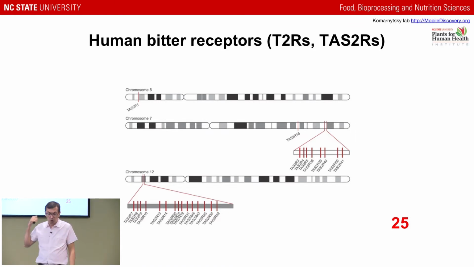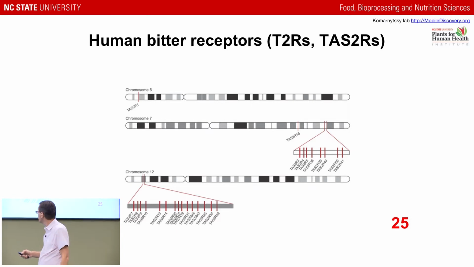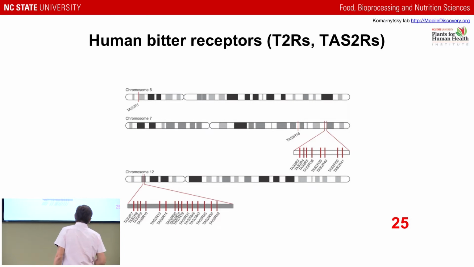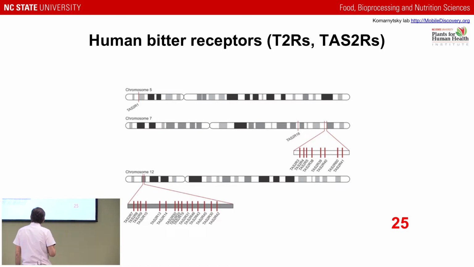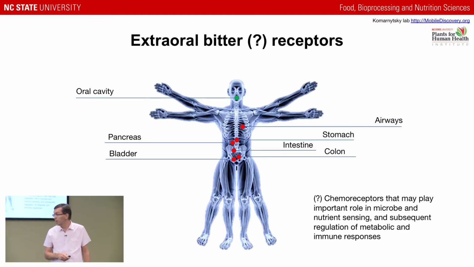Just to show you what the bitter receptors are from a genetic point of view, 25 genes in humans spread over 3 chromosomes. Type 2 receptor 1 sits by itself on chromosome 5. There's a group of 9 receptors on chromosome 7. And then all the remaining bitter receptors are clustered together on chromosome 12. Okay? So these are all 25 functional bitter receptors that we have.